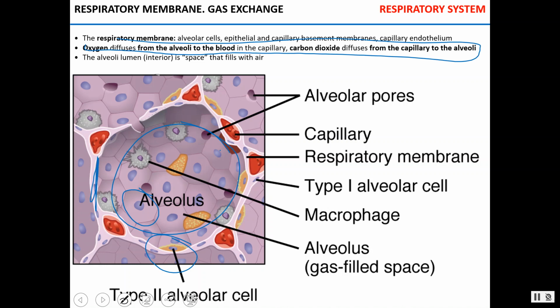Now, you may ask, what happens in the internal respiration? In the internal respiration, in the systemic capillaries, oxygen diffuses from the blood that is in the systemic capillaries into the tissues. Carbon dioxide that is in tissues diffuses from the tissues into the blood that is in the systemic capillaries.